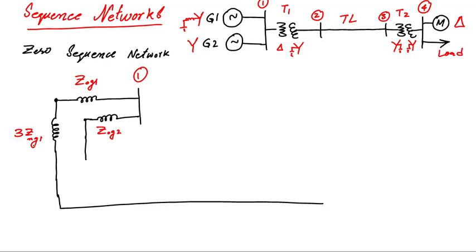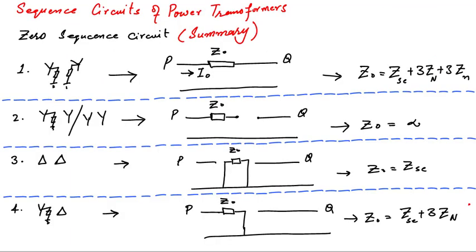Next is the transformer. Transformer T1 is a delta Y grounded transformer, and if we recall its zero sequence circuit, here is the zero sequence circuit of a Y grounded delta transformer. On the delta side it will be open, on the Y side it is connected to ground through impedance, that will be a series impedance. If grounding impedance is involved, that will be added into that 3 times Zn. In our case, our transformer is solidly grounded.